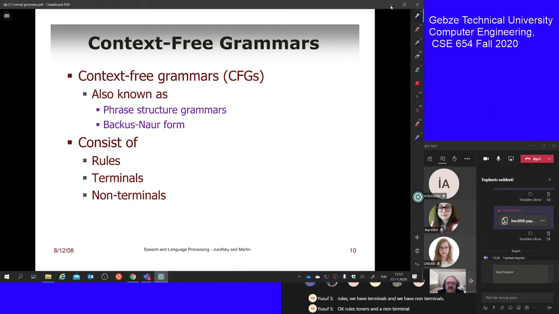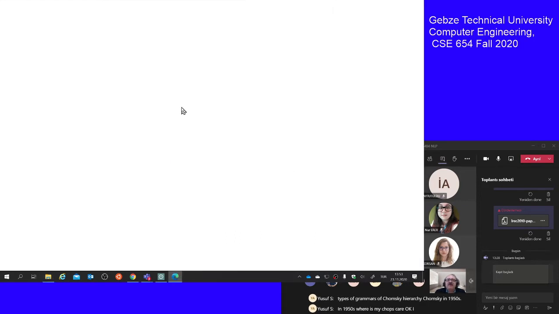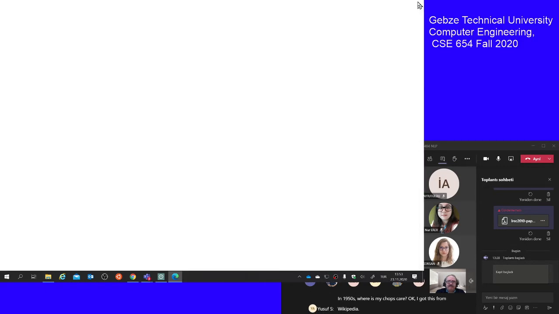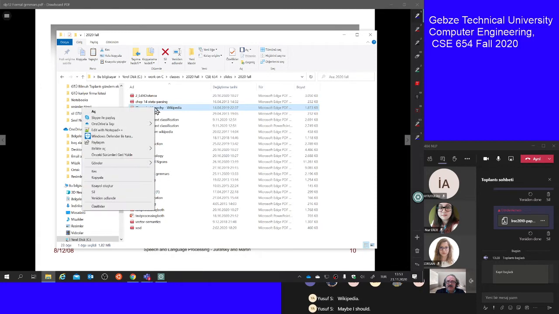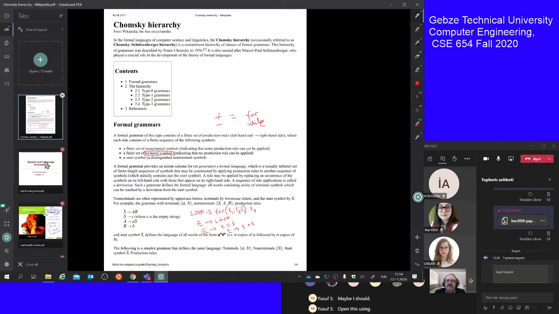And in fact, before looking at context-free grammars, let's check out the types of grammars of the Chomsky hierarchy. Chomsky in the 1950s... where is my Chomsky? Oh, okay, I got this from Wikipedia. Maybe I should open this using the draw board so that I can draw on it. Okay.